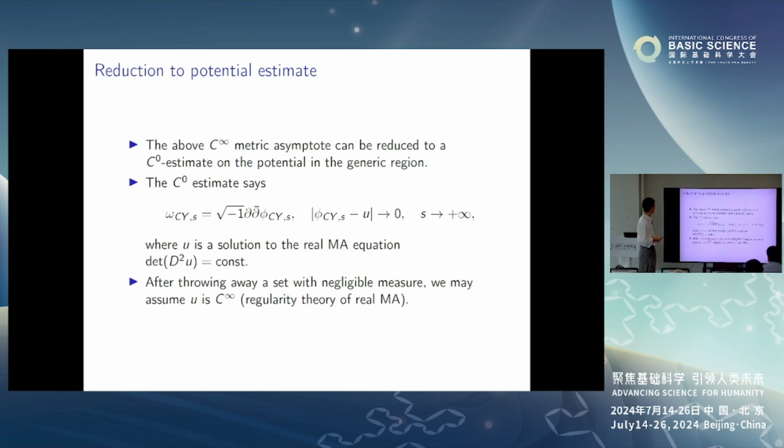Now, C infinity convergence is a very strong statement. So an important step in the proof is to reduce the C infinity statement to a C0 statement. So the C0 statement is that the true Calabi-Yau metric, once you write down the Calabi-Yau Kähler potential, that Kähler potential is close to a solution of the Monge-Ampère equation, a priori not in C infinity, but just in the C0 sense. This is like a convergence statement. Now, here the regularity theory of the Monge-Ampère equation comes to save some work by saying that if you throw away a set with negligible measure, you can pretend the solution of the Monge-Ampère equation is automatically smooth.